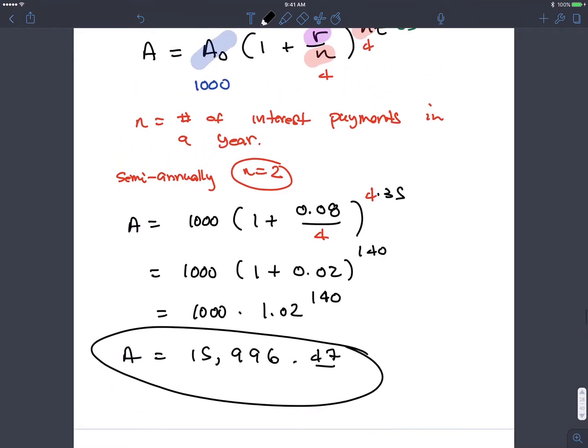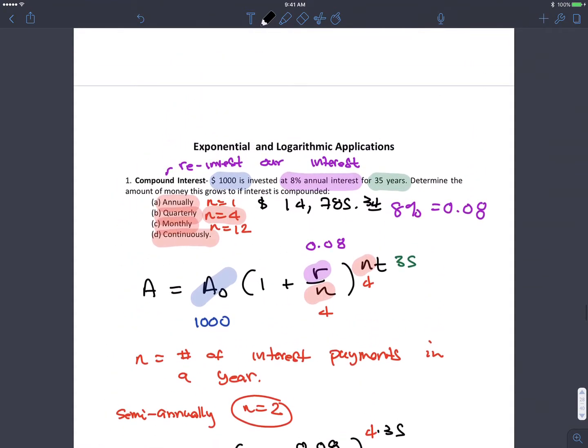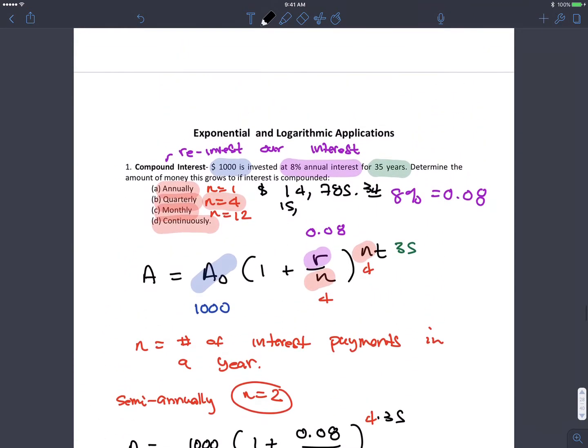So notice that if our interest is compounded quarterly, that means there are 4 interest payments in a year. The amount now is about $15,996.47. That's when our interest is compounded every quarter. That is 4 interest payments in a year. So the greater the number of interest payments you compound, or I should say are paid every year, the bigger your money grows. So that's now $15,996.47.